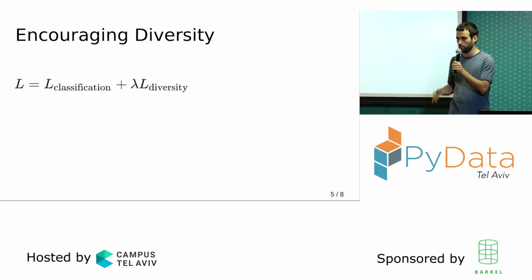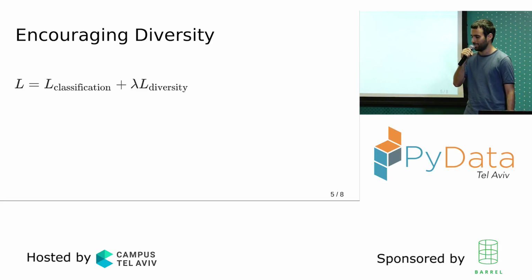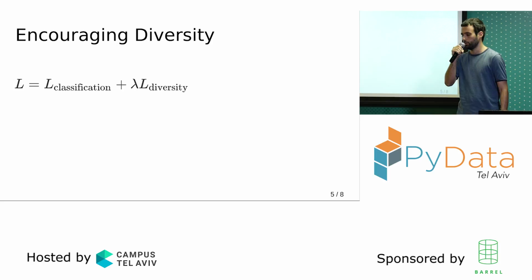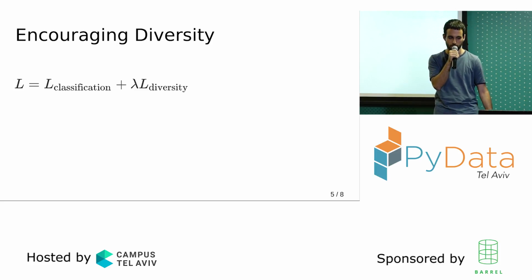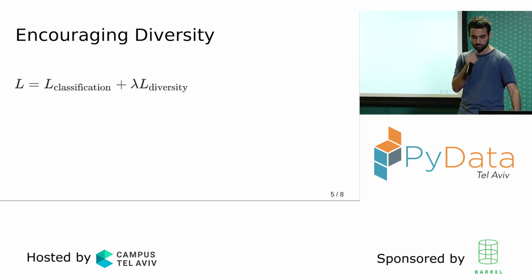another term to our loss function. It won't be only the classification loss that we have. We also add a diversity term. The diversity term will encourage diversity, and one example of a diversity term that we can use is entropy. The larger the entropy of the generated weights, the more diverse they are, the more different they are from each other. And I have this parameter lambda, which can balance between these two terms, because there's a trade-off between them.